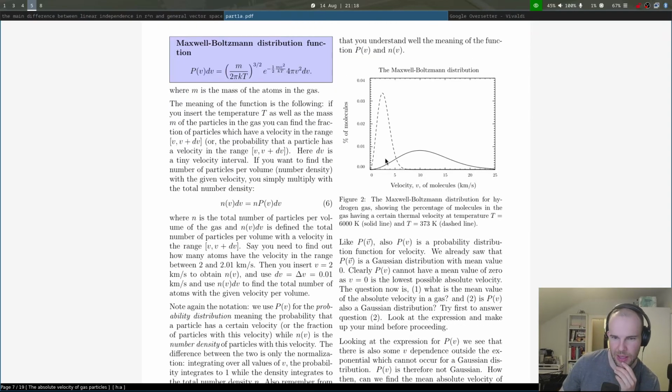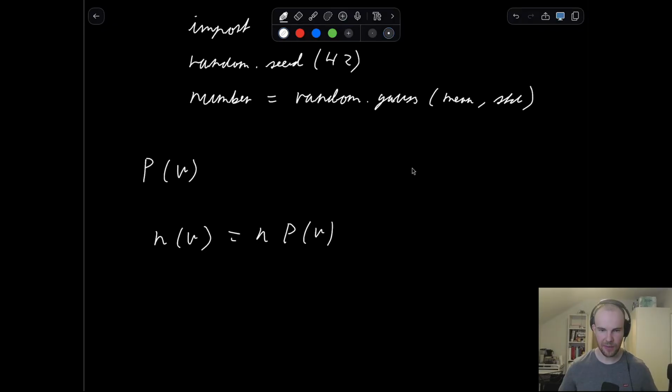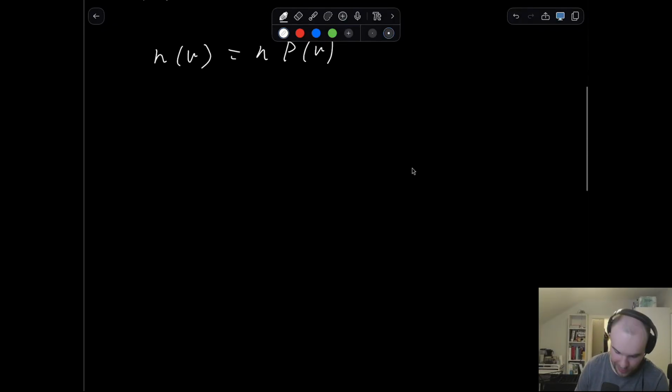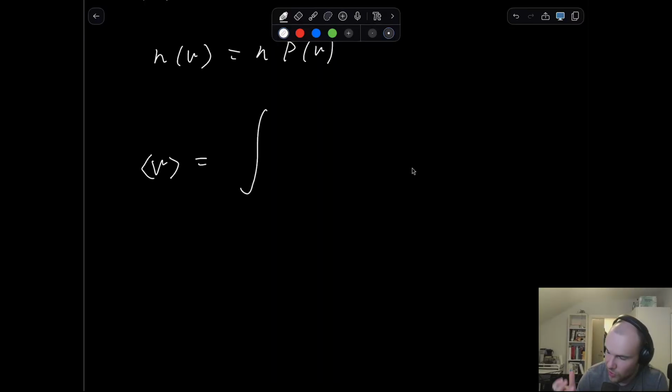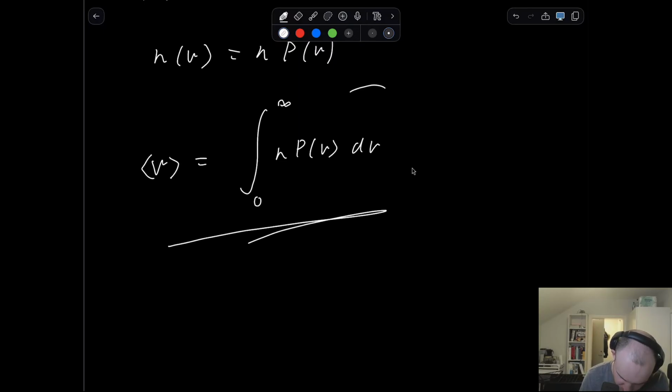So even though we don't know the mean value, we can actually find it. It's not that tricky. We just have to use one trick that I spoke about last time. If I want the mean value, since it is a distribution, we can of course use the law of large numbers. So I could integrate from 0 to infinity, n, p of v, and then dv. And there we have it.